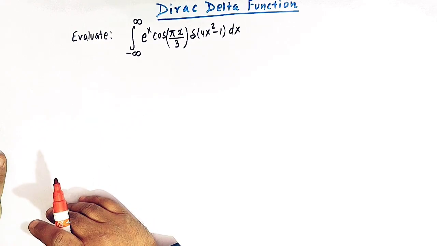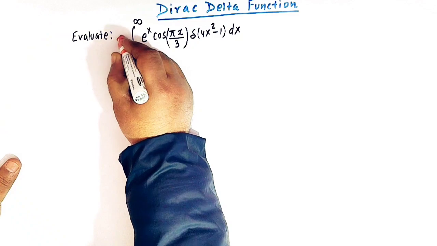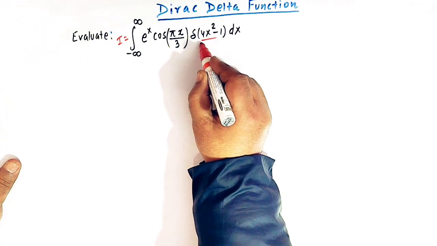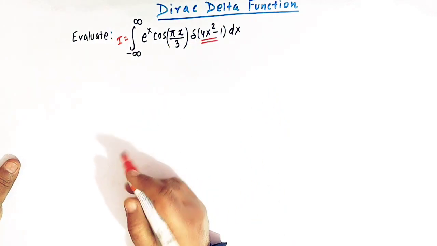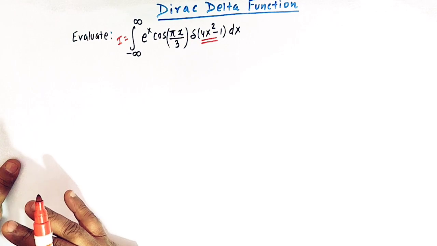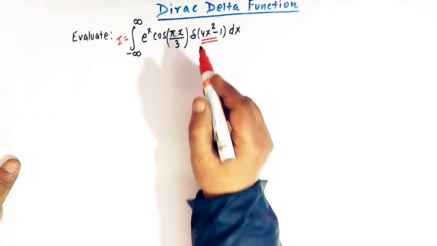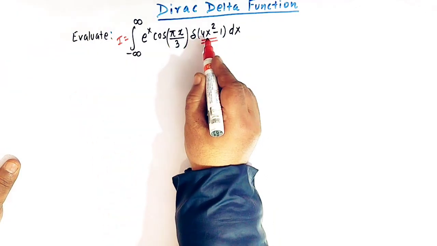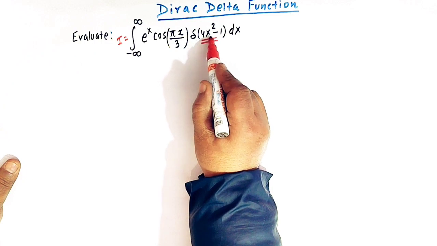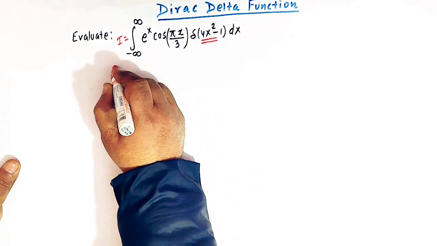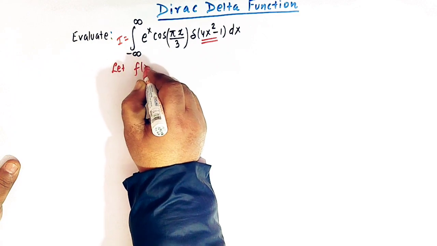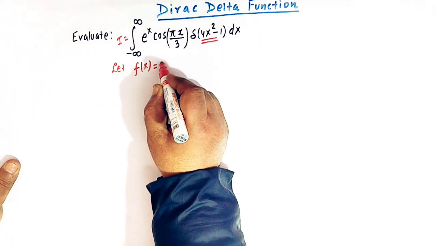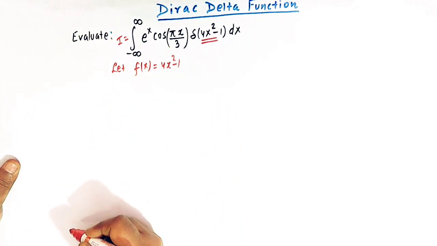Here we'll go step by step. Let us first take this integral as I, right? Now see, here we have 4x square minus 1. Whenever we come across Dirac delta function integrals in which the argument is a function, what we usually do is take this function 4x square minus 1 as f of x, right? So the first step is to assume this function as f of x. So we have 4x square minus 1.